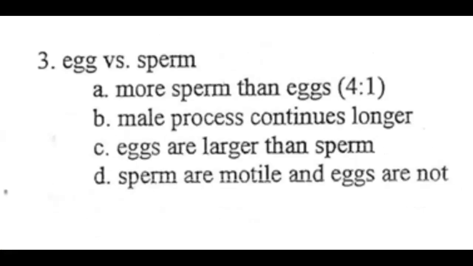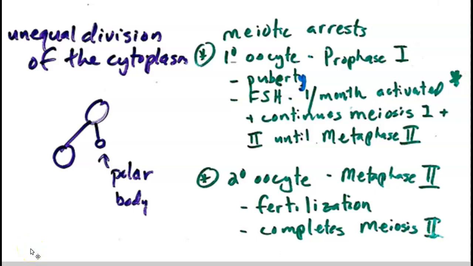Something called meiotic arrests. But before we get to the meiotic arrest, there are some other differences. There's more sperm than eggs, a 4-to-1 ratio. The male process continues longer. Eggs are larger than sperm, and sperm are motile, but the eggs are not. They sit and wait to receive the sperm to get fertilized. Alright, now let's go look at the meiotic arrest. Only the females in oogenesis have meiotic arrests. So again, meiotic arrests are only in oogenesis.